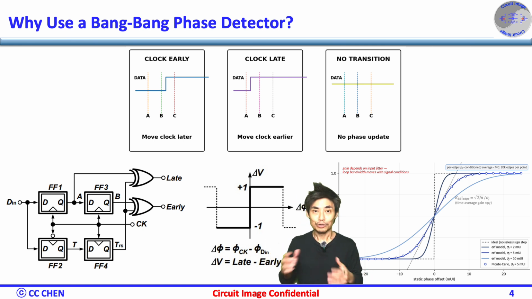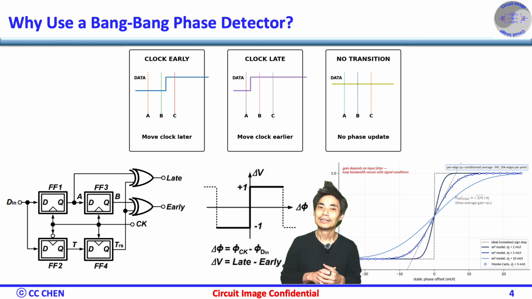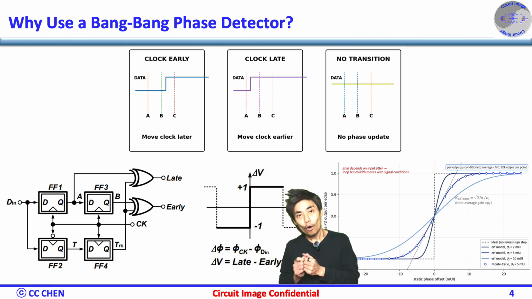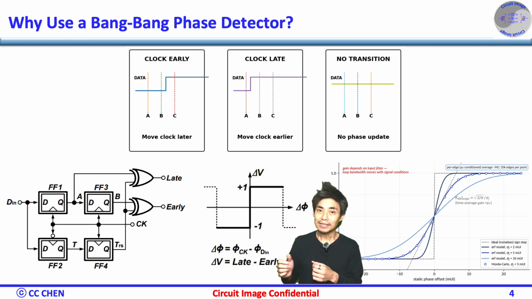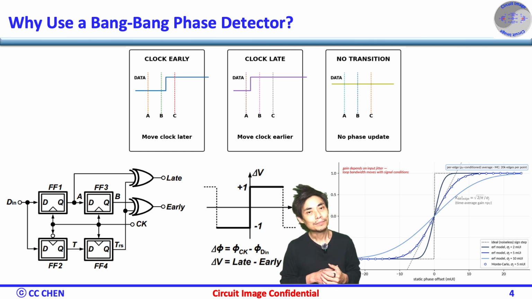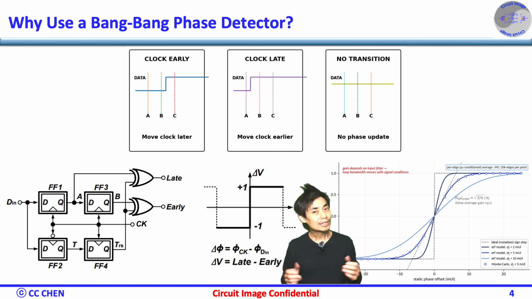The second advantage is robustness. The phase detector does not need to accurately measure the size of the phase error. It only needs to determine the direction of the error. That makes it relatively tolerant to circuit mismatch and process variation. But the bang-bang detector is nonlinear, so the loop may have limit cycle behavior or hunting near lock. However, this behavior can be analyzed and modeled.